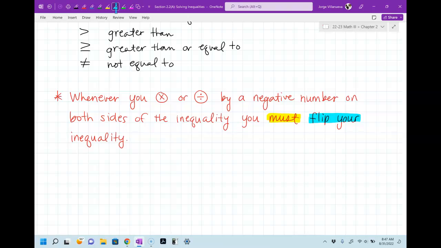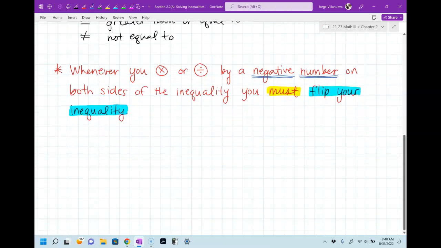You can always just highlight this part too. So you must flip your inequality only when you multiply or divide by a negative number. Okay? A negative number. Not if you do it by a positive number. Both sides have to be multiplied or divided by this negative number. Okay? So, very important that we remember that, because otherwise you will literally get everything wrong. If you don't do this, everything comes out wrong.